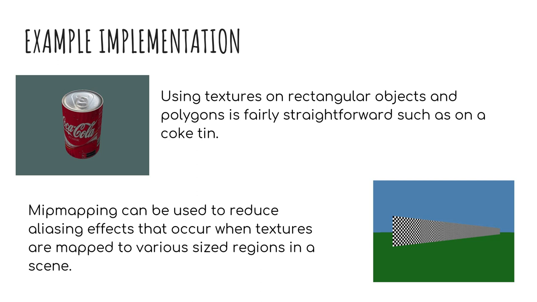For example, as you can see there, a Coke tin can also apply texture mapping using textures on rectangular objects and polygons, which is fairly straightforward. The texture is applied to the curved surface, and for the flat surface, the textures are applied to differentiate the bottom and top of the tin.